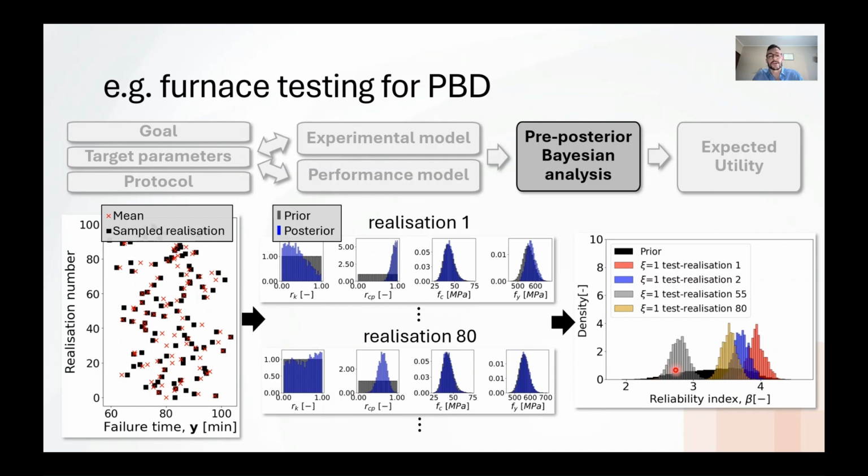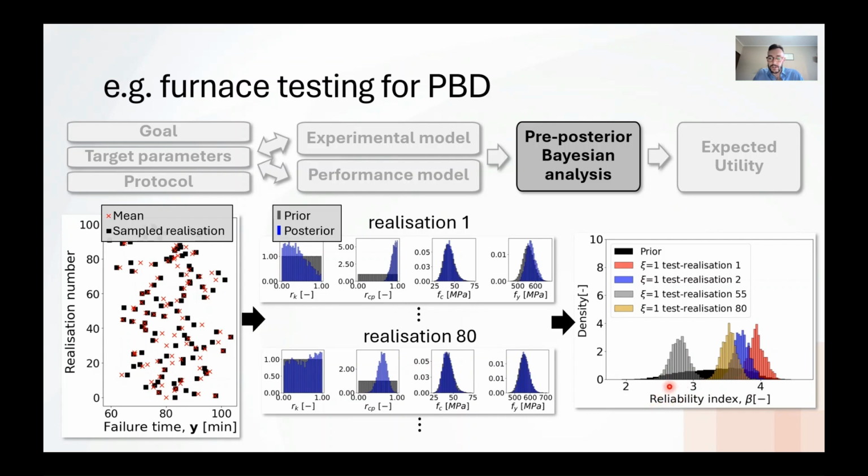And here you observe two things. The first one is that the reliability index may shift rightwards or leftwards based on the data we observe. So if you observe a larger fire resistance, you expect a larger reliability, meaning a safer structure, and vice versa. If you observe a lower failure time in the furnace, you may expect a lower reliability index to materialize.